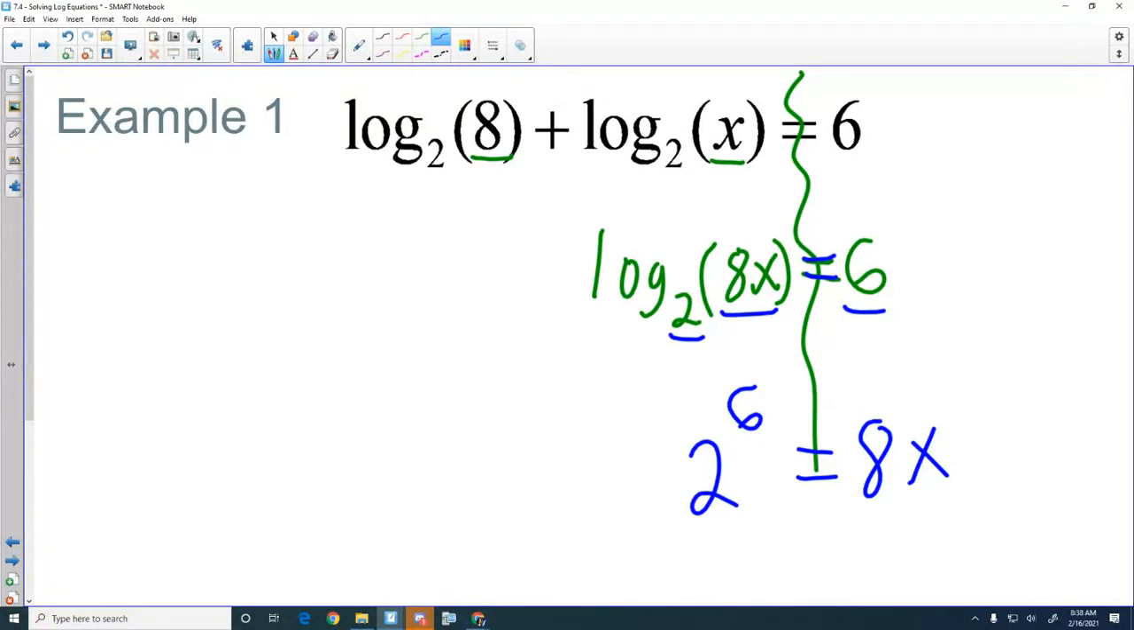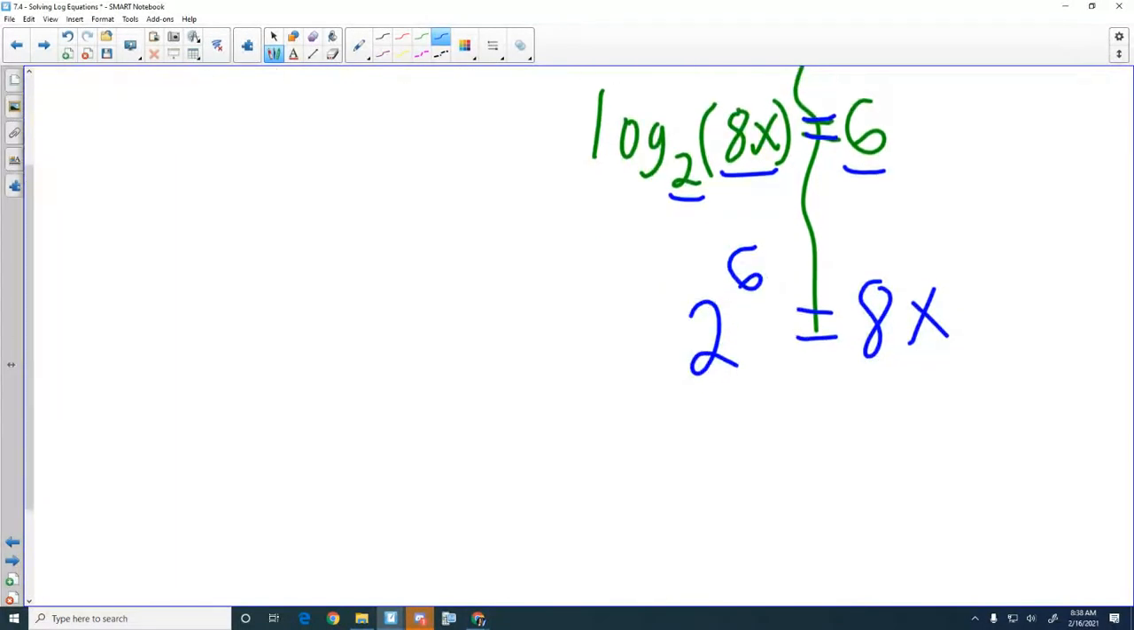So now that we have rewritten this in exponential form, it's actually pretty easy to solve. Because I can calculate this. I can take 2 to the 6th power. What would that equal, by the way? Does anyone know what 2 to the 6th is? Yeah, it's 64. 2 times 2 times 2 times 2 times 2 times 2. So I'm going to just write it over here. 64 equals 8x. Now, can any of you solve that for x?